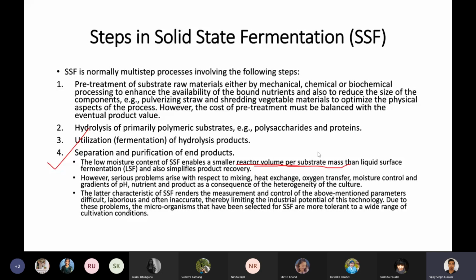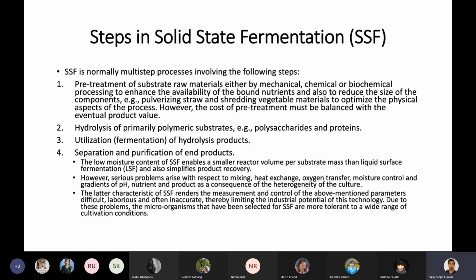So however, serious problems arise with respect to mixing, heat exchange, oxygen transfer, moisture control, and gradient of pH, nutrient, and product as a consequence of heterogeneity of the culture. So यसको problems हरु पनि धेरै छ है त. Problem चाहिँ के छ भन्दाखेरि mixing गर्न difficult हुन्छ, heat exchange गर्न पनि it is quite difficult, oxygen transfer, moisture control, all these process लाई चाहिँ control गर्न चाहिँ it is quite difficult in solid state fermentation. That's why we opt for submerged fermentation.